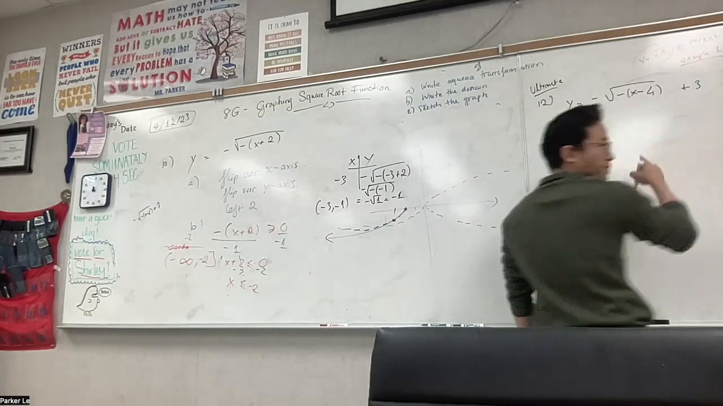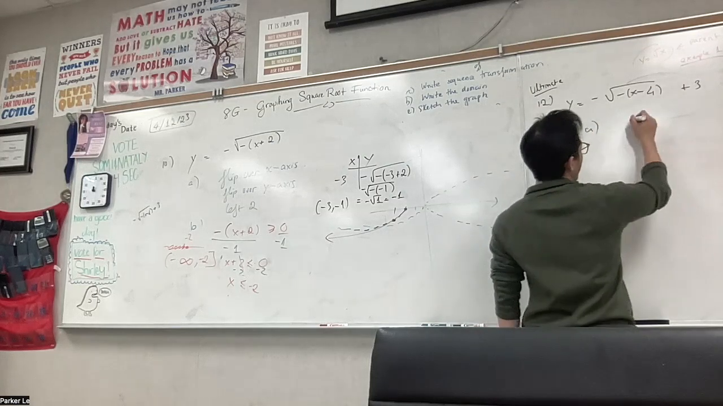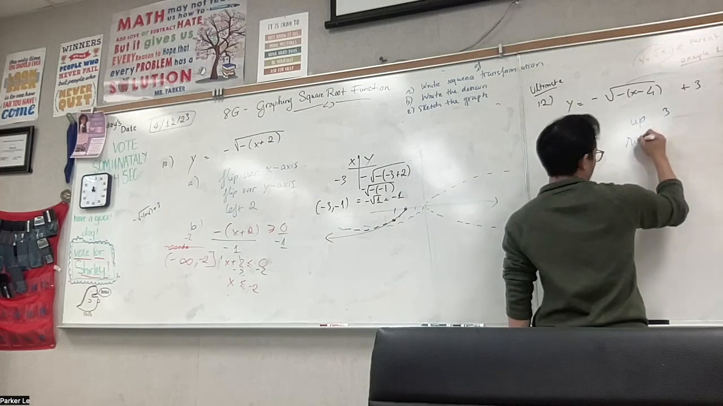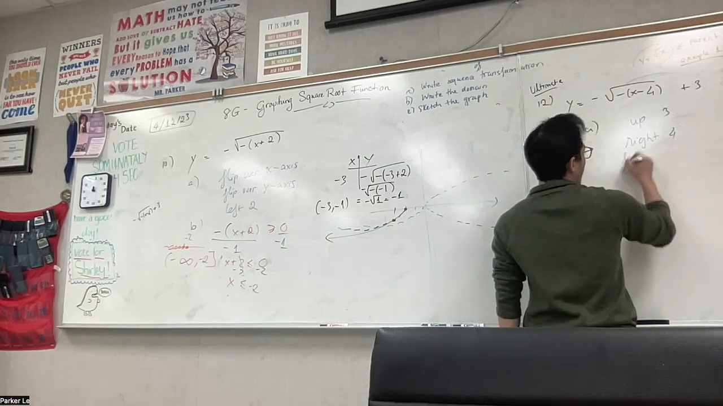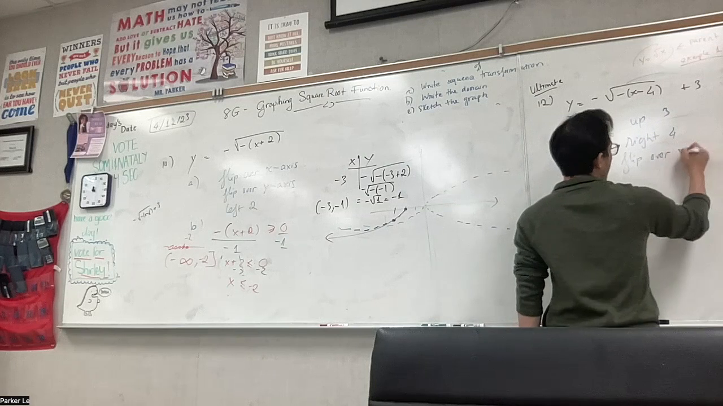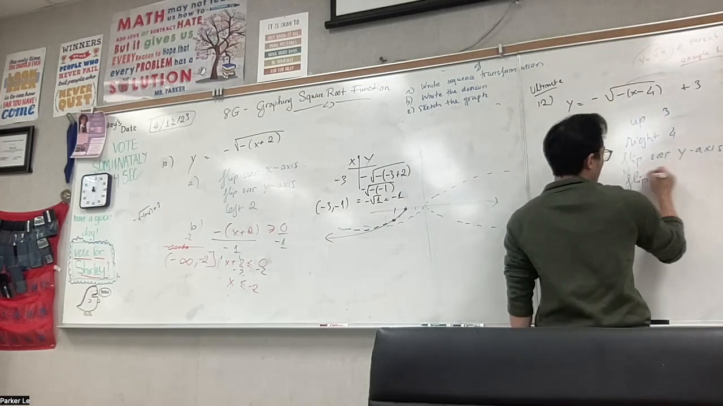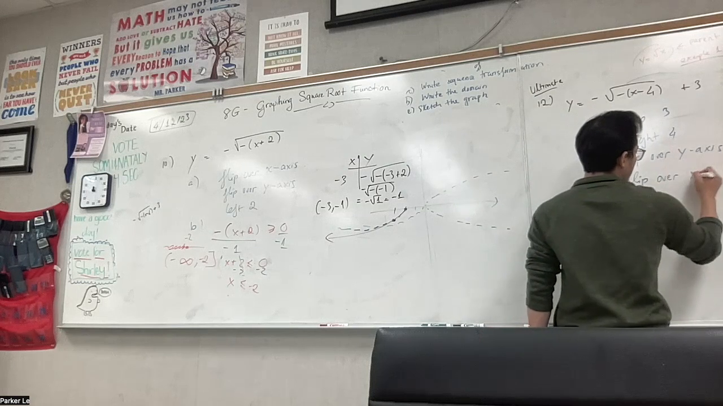What move? It goes up by 3, very good. It goes right 4, and then it flips over the Y. Flip over the Y, and flips over. Exactly. Two flips. You have inside and you also have outside. So 1 point for Lope.